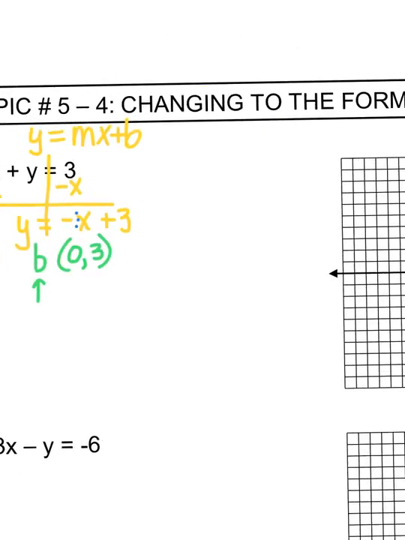We'll move over to our graph now. We'll start where the line hits the y-axis, which is (0, 3). And now we'll use our slope to move. Our slope was -1, so it would be -1 over 1 or 1 over -1. As we use our slope, we're looking at the rise over the run. This would be down 1 and right 1.